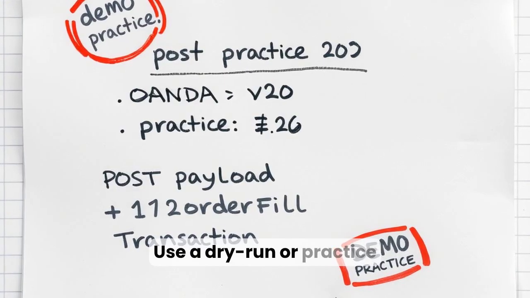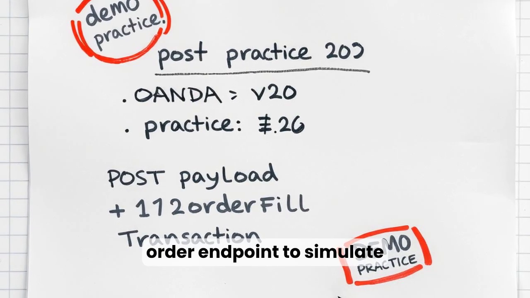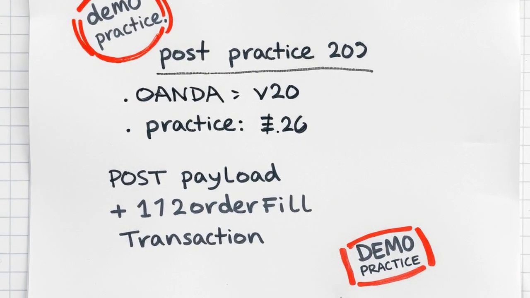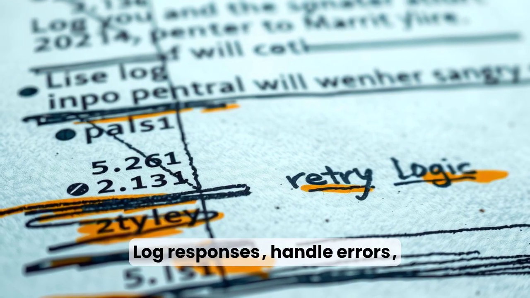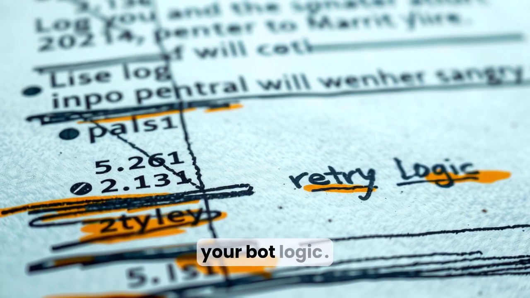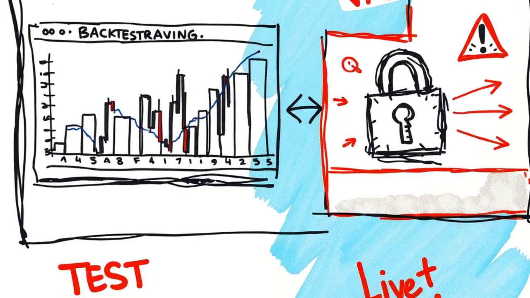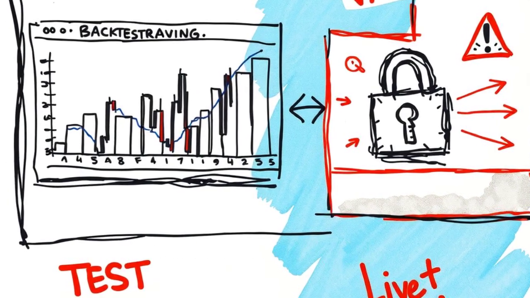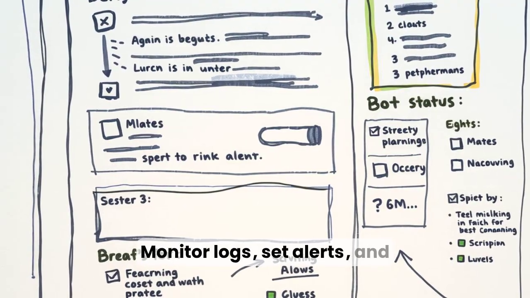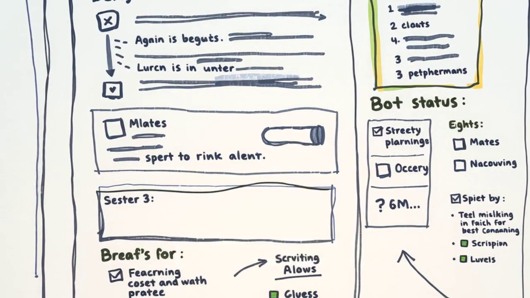Use a dry run or practice order endpoint to simulate trade execution first. Log responses, handle errors, and respect rate limits in your bot logic. Switch to live only after thorough backtesting and secure your API token. Monitor logs, set alerts, and iterate on your strategy as you deploy the bot.